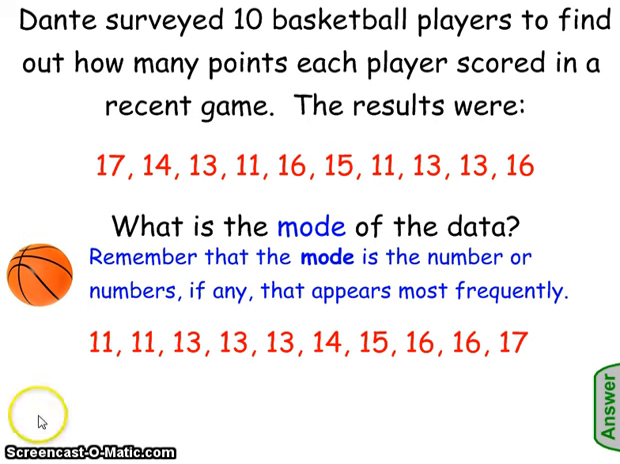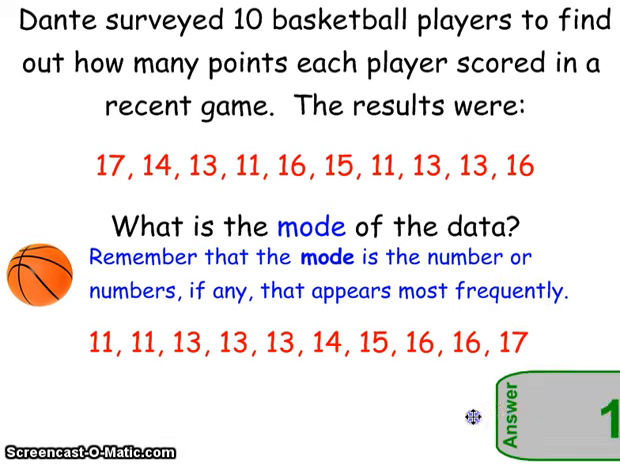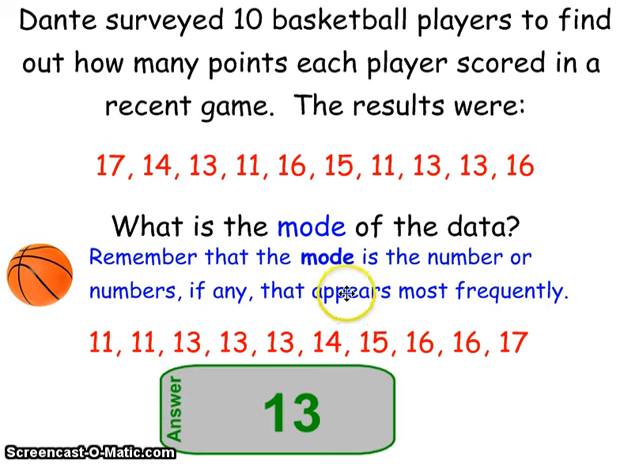Once they're grouped, we can see 11 shows up twice, 13 shows up 3 times, 14 and 15 show up once, 16 shows up twice, and 17 shows up once. Since the number 13 shows up 3 times, it is the number that appears most frequently. Even though 11 and 16 show up twice, they do not appear more than the other numbers.